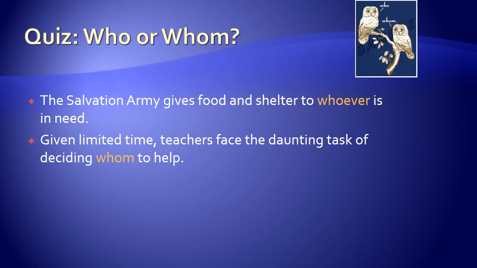I hope that makes sense. If not, you'll have to go back to the book and review the rules. Second, given limited time, teachers face a daunting task of deciding whom to help. The key here is noticing the infinitive at the end, to help. Whenever you have an object or subject of an infinitive, you write it as whom. So deciding whom to help is correct here. And remember, whenever there is an infinitive, whether it's the subjective case or objective case, you always write it as the objective case whom.